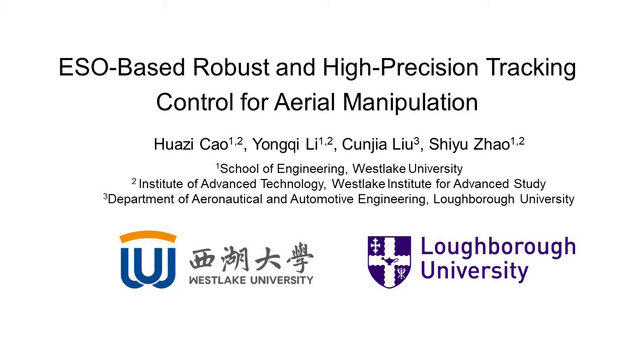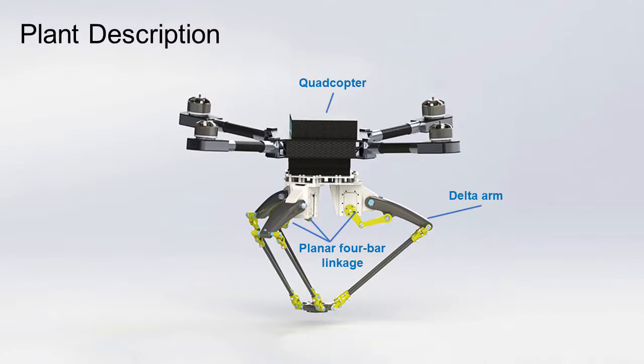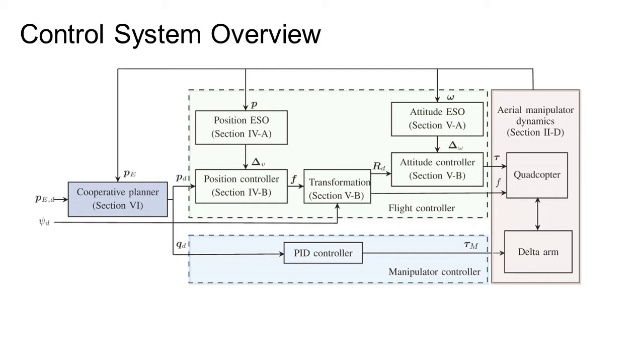This video is the supplementary material to our paper. The aerial manipulator considered in this paper consists of a quadcopter base and a delta arm. The overall control system of the aerial manipulator is decomposed into three components.